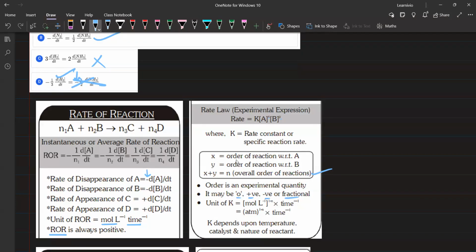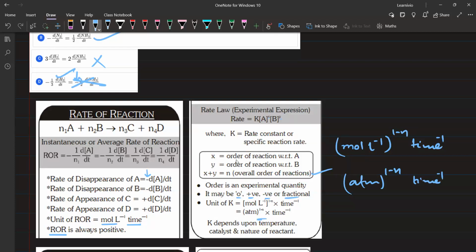The unit in general, you can say that the unit will be equal to moles per liter to the power 1 minus n, time inverse, when it is given in concentration. If there are gases, then you will use pressure, that is atm to the power 1 minus n, time inverse.